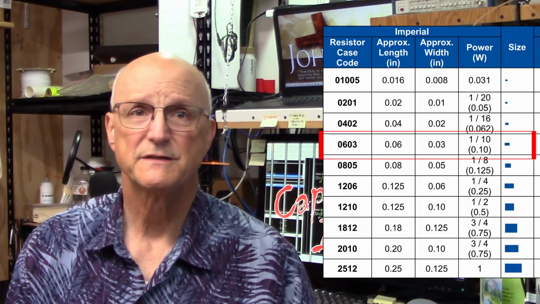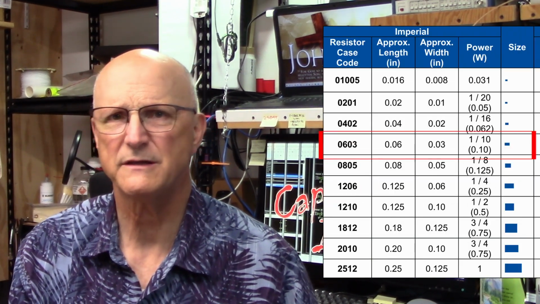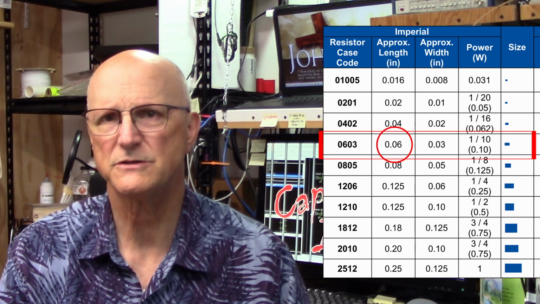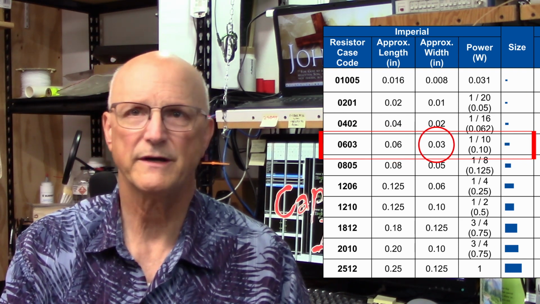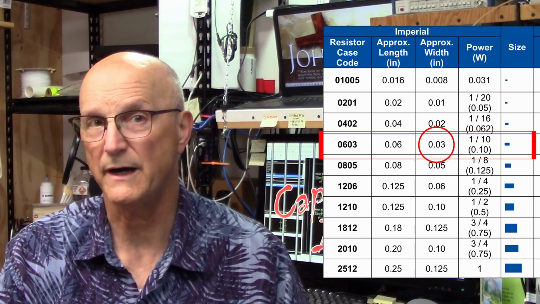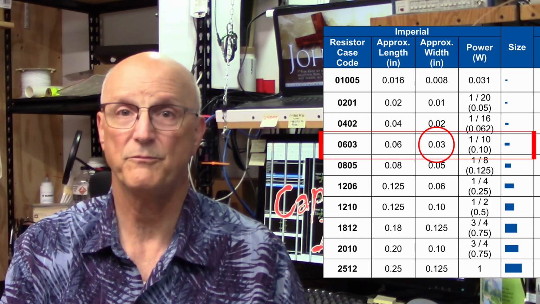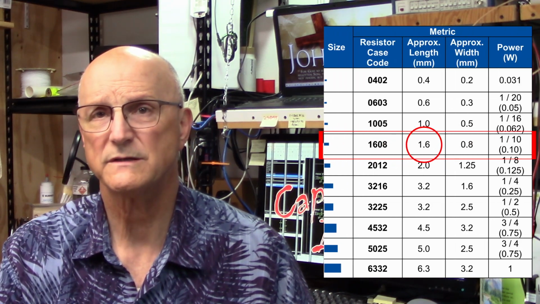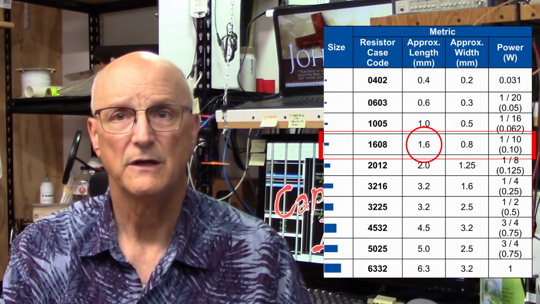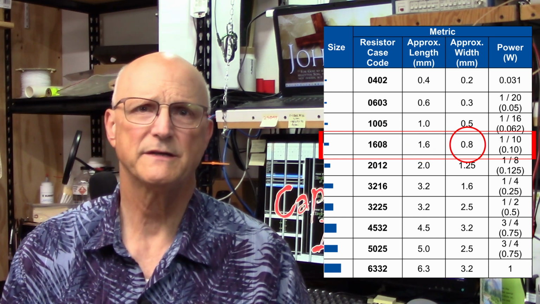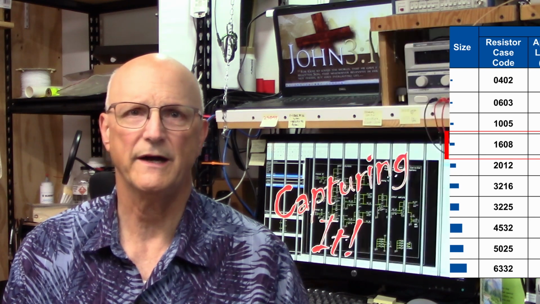As a quick note for those unfamiliar with surface mount device sizes, 0603 means that the device is approximately 0.06 inches long and 0.03 inches wide. The equivalent to the 0603 in metric is the 1608, which is approximately 1.6 millimeters long by 0.8 millimeters wide.